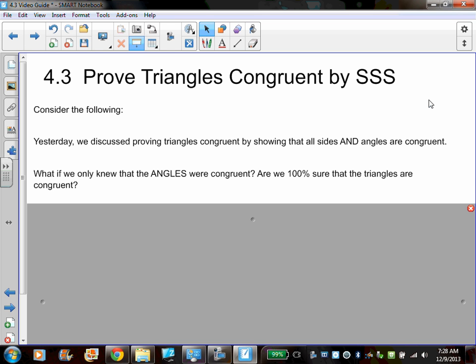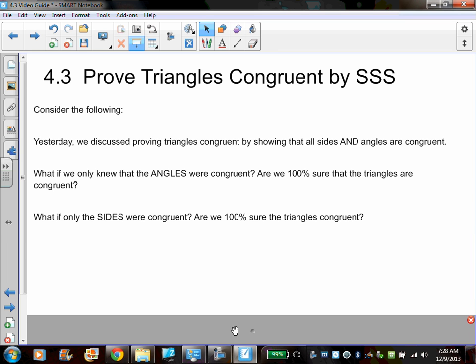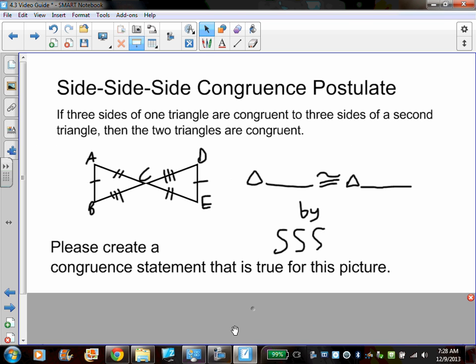So, we are not 100% sure the triangles will be congruent. In fact, it's kind of rare for that to happen. But, based on our activity that we just did, we do know that if our sides are the same length between two triangles, then they have to be congruent. That does tell us that they're congruent. So, the side-side-side congruence postulate says, if three sides of one triangle are congruent to three sides of a second triangle, then the two triangles are congruent.